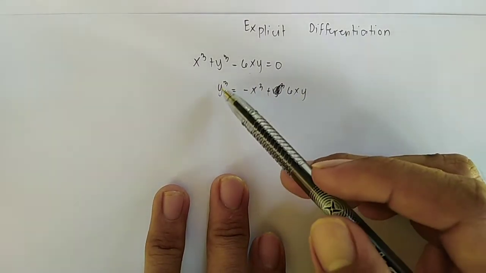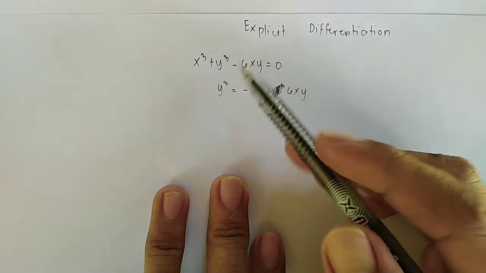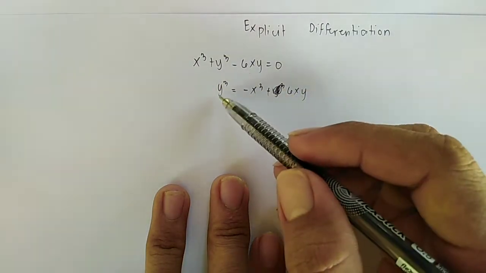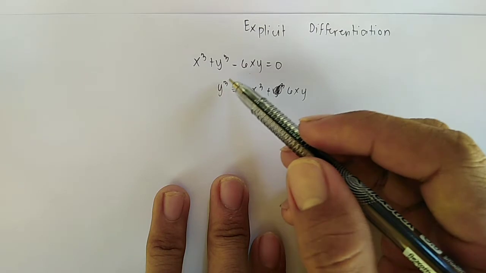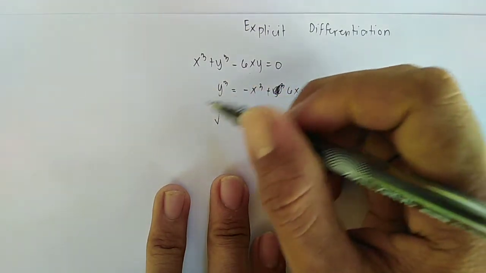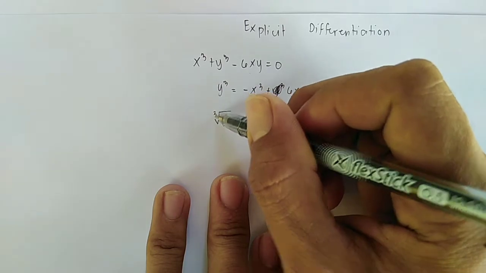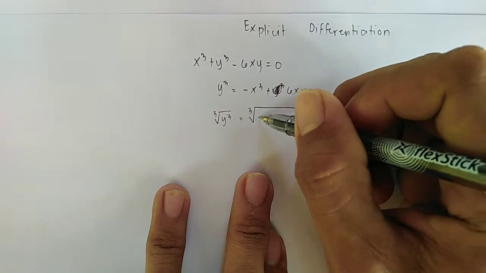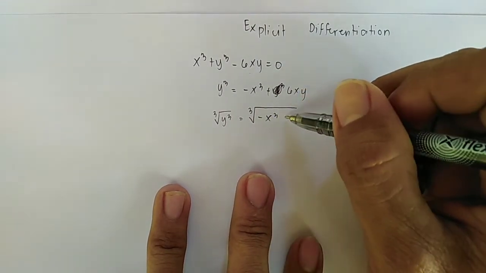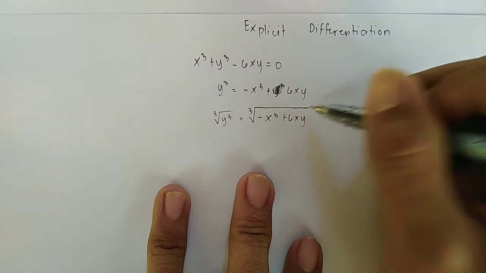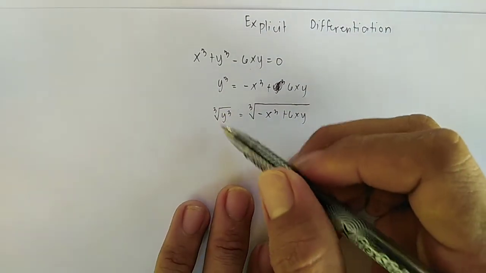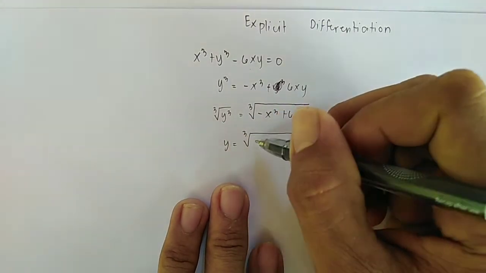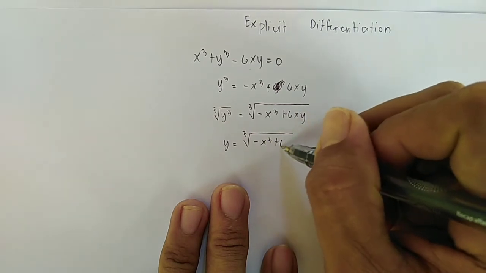So we're not done yet. We have to make the left side y only. So we have to get the cube root of both sides in order to eliminate the exponent, which is 3. Whatever we do in the left side will also be applied in the right side. So the cube root of y cubed is y, which equals the cube root of negative x cubed plus 6xy.